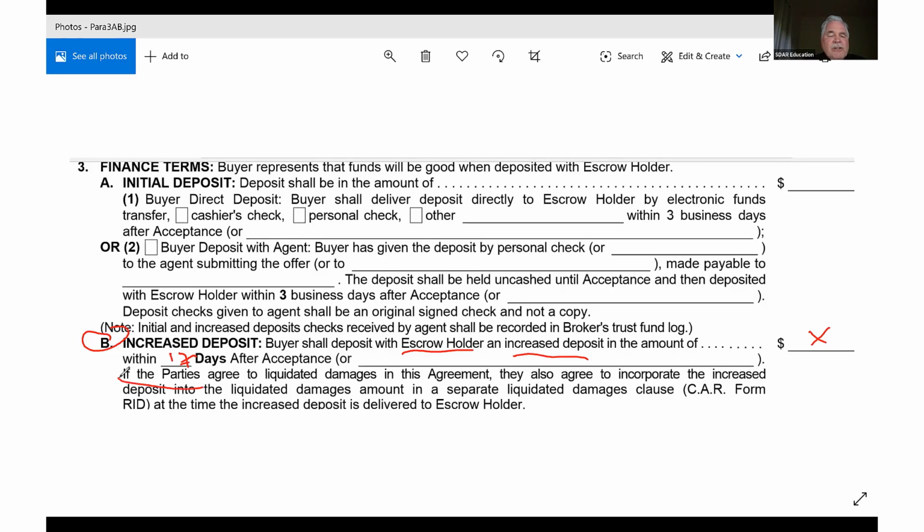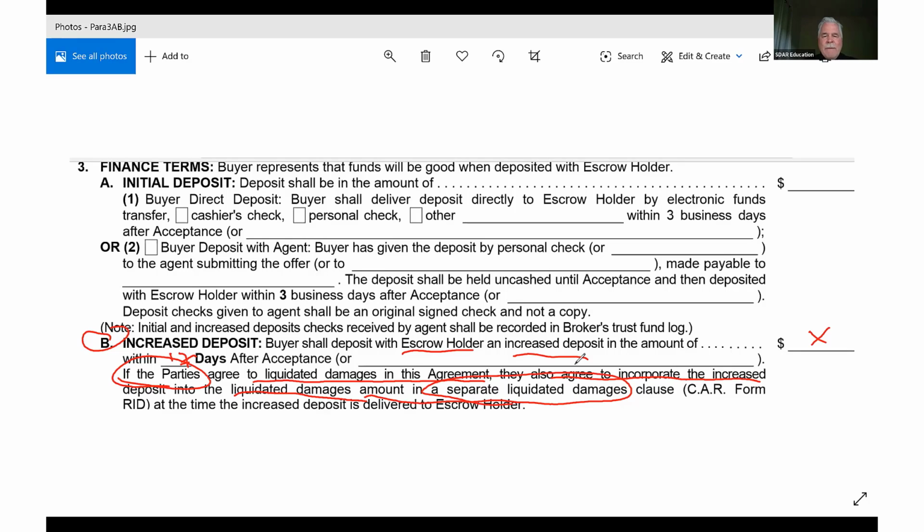If the parties agree to liquidated damages in this agreement, and this is important, if they agree, because it's not required, even though we have places to initial, doesn't necessarily mean we initial them. Remember, it's a legal decision on the part of the buyer whether or not they want liquidated damages to apply. Same thing holds true for the seller. We're all trained that you always initial it. That's not true, but okay. They also agree to incorporate the increased deposit into the liquidated damages amount in a separate liquidated damages clause.